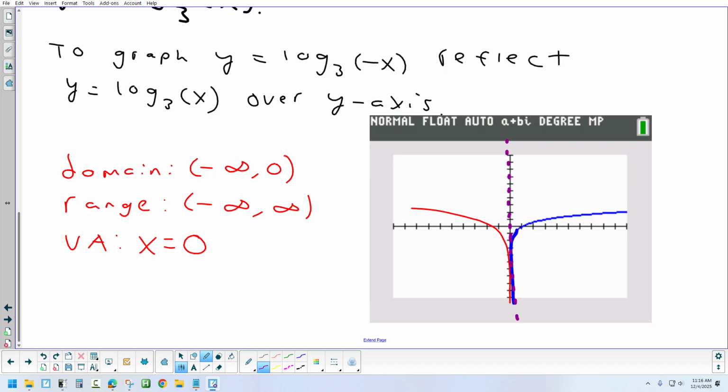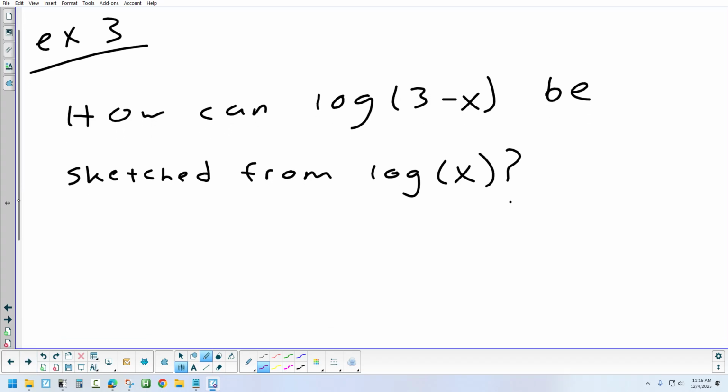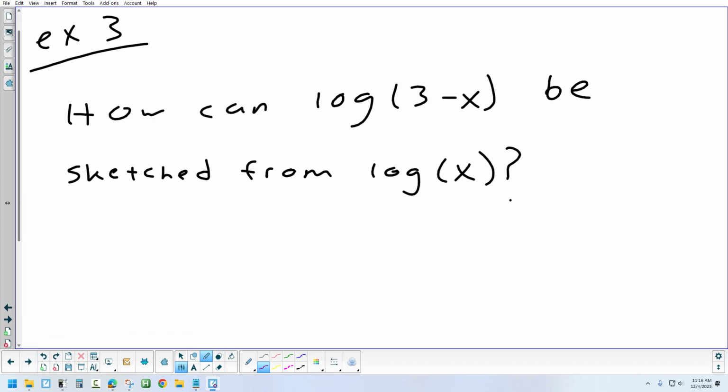All right, we're going to try another one with transformations. This time we'll have more than one. So when you have more than one, make sure you follow the order that's up here. Horizontal shift, horizontal stretch, horizontal reflection, vertical stretch, vertical reflection, vertical shift. That's the order of all 6. All right, let's try this one. How can you get log of 3 minus x from just log x?